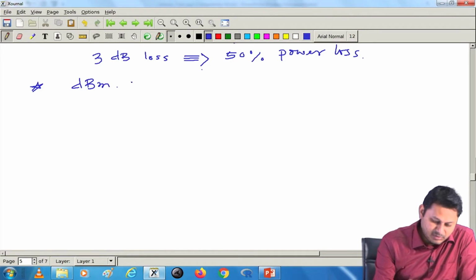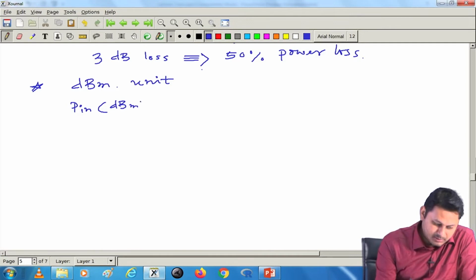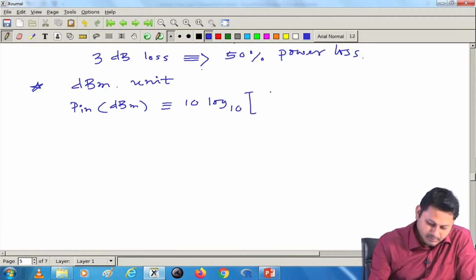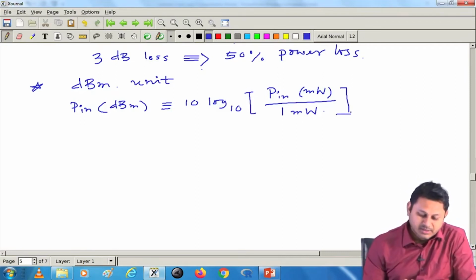Another kind of unit one can find in fiber optics communication systems is called the dBm unit. It is defined in this way: P_in in dBm unit is 10 log 10 of P_in in milliwatt unit, referenced by 1 milliwatt. This is the reference. This is the definition through which I can convert the milliwatt unit to dBm unit.